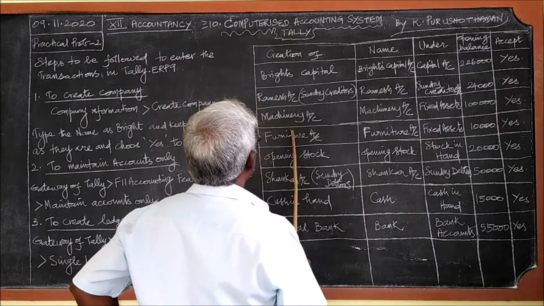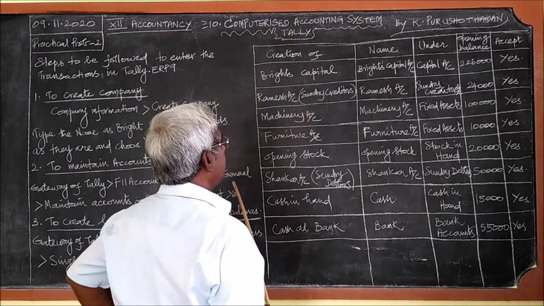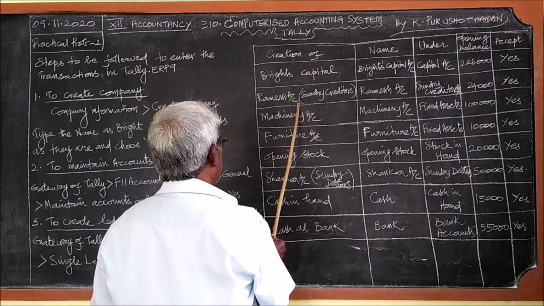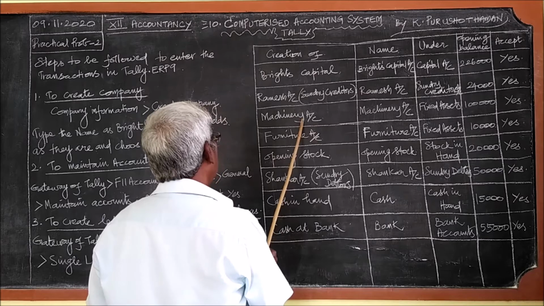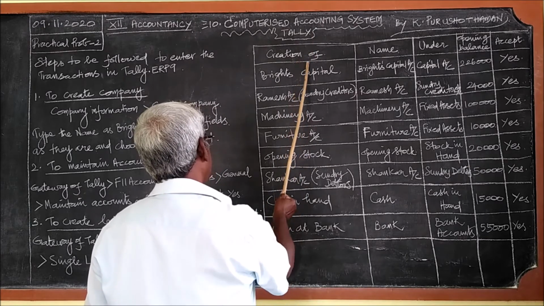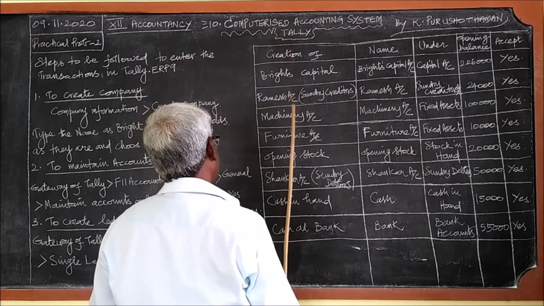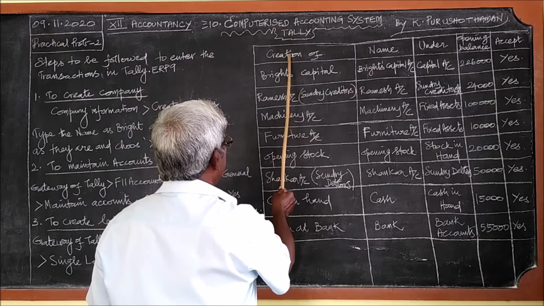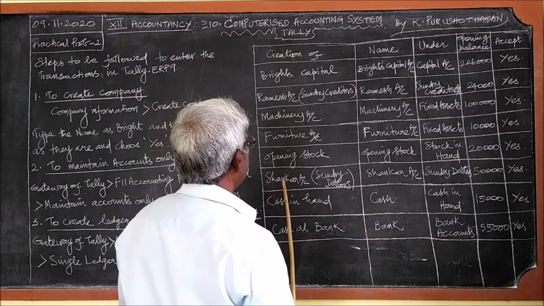This first one is creation of Bright's capital. And what is the creation of Bright's capital? Creation of Ramesh account, creation of machinery account, creation of furniture account, creation of opening stock, creation of Sankar account, creation of cash in hand, creation of cash at bank. For everything you should take creation of.